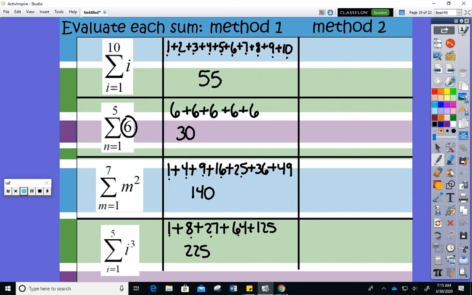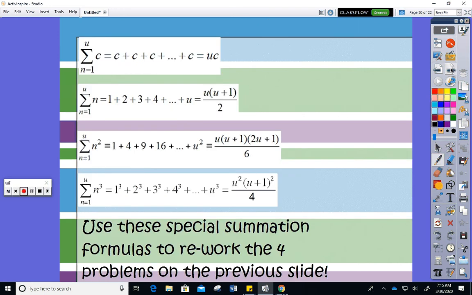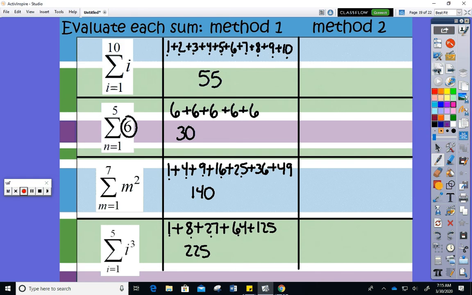Now, if you look beyond, I'm going to remind you that there are 3 special summations that you've seen already. The first is that if you want to sum a constant term over and over again, you just multiply the constant term times the number of terms, so the constant term times the upper bound. Where did we see that one? Right here, the second problem. Since we summed 6 5 times in a row, we could have just said the upper bound times 6 is 30.